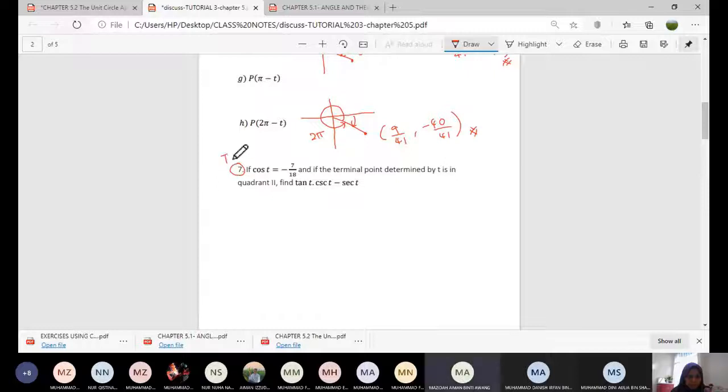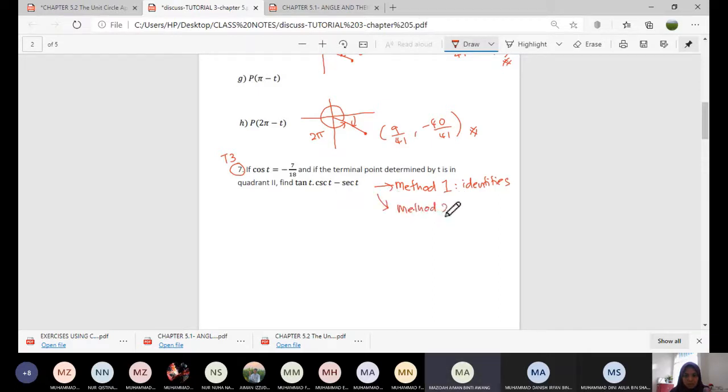Also from your tutorial 3. When you are given cos t equals -7/17 and the terminal point determined by t is in quadrant 2, find tangent t times cosecant t minus secant t. For this one, you can use method 1 or method 2. For method 1, you can use identities. If you don't want to use the formula or the identities, you can always use method 2.